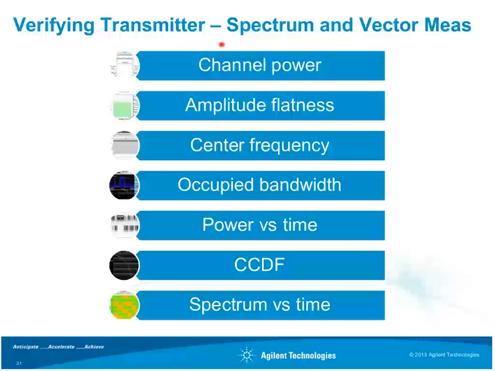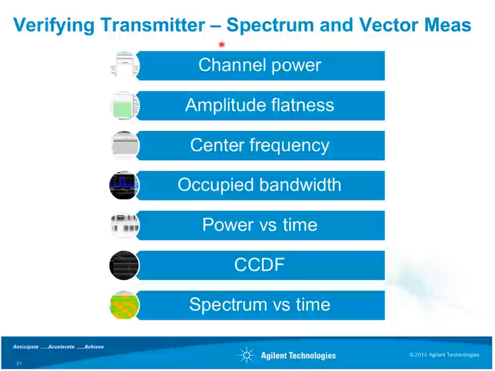Power versus time measurements are very much of interest in LTE due to its varying signal structure. You know, there are different reference signal locations, channel locations, and such. Initially, these can be made without demodulating the signal, and we do that just to verify some of the absolute power levels.